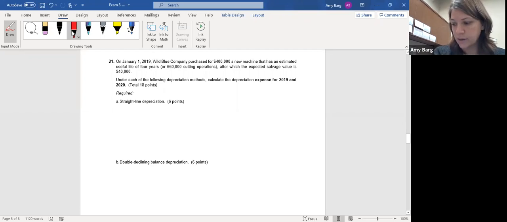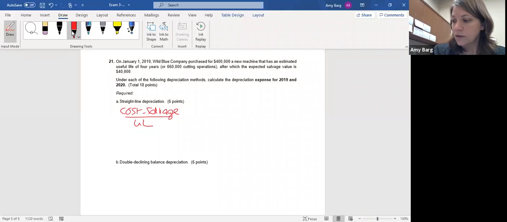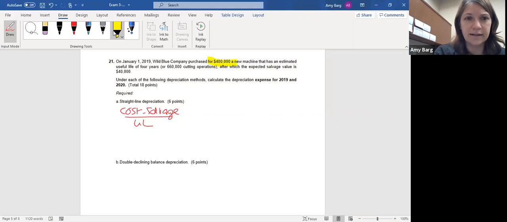For straight line, we're just going to do its cost minus the salvage, which is another word for residual value, divided by the useful life. So it tells us that the cost is $400,000. It has an estimated useful life of 4 years, and the salvage value is $40,000. So we just start plugging in, right?